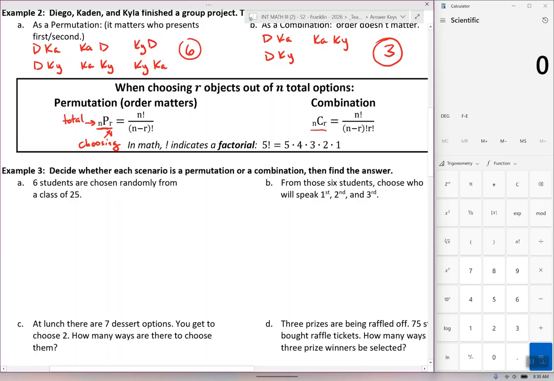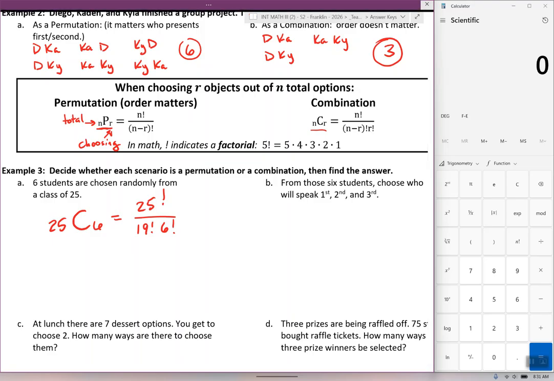We have 6 students randomly chosen from a class of 25. Now this is a combination. It doesn't matter what order they're chosen. In this scenario, it's just any 6 students. So we have 25 choose r, so choose 6, so 25C6 here. And this is going to be 25 factorial over n minus r, 25 minus 6 is 19 factorial, and then we have 6 factorial as well.